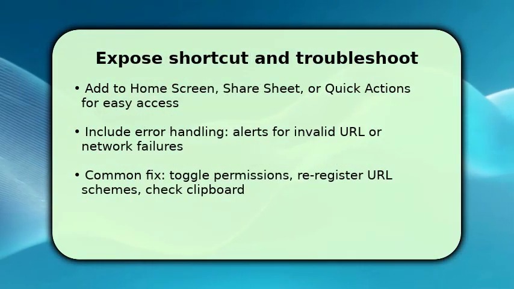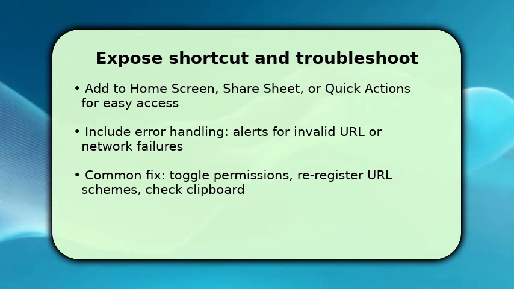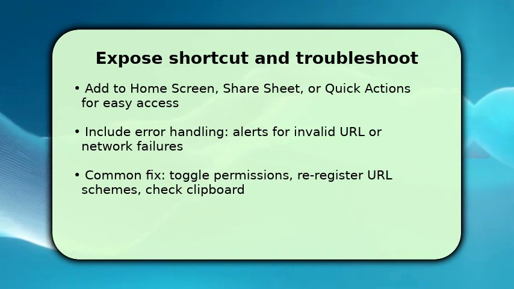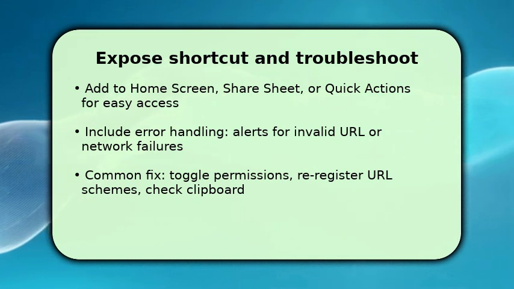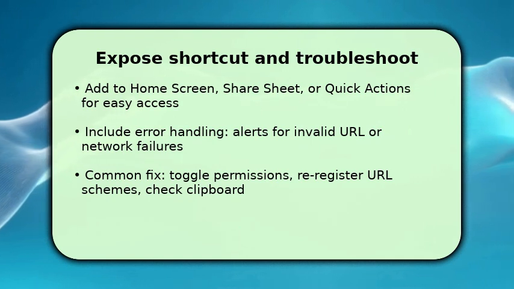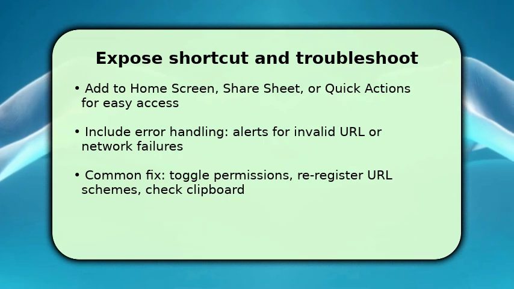Finish by exposing the shortcut where you'll use it and adding final checks. Add to share sheet and enable the correct input types, or add to home screen for one-tap access. Include if actions to validate URL format and alert actions for failures. This prevents silent errors. If it doesn't open, make sure Shortcuts has permission to run, confirm the browser app accepts incoming URL schemes, and clear the clipboard or recopy the URL. These steps resolve most problems quickly.